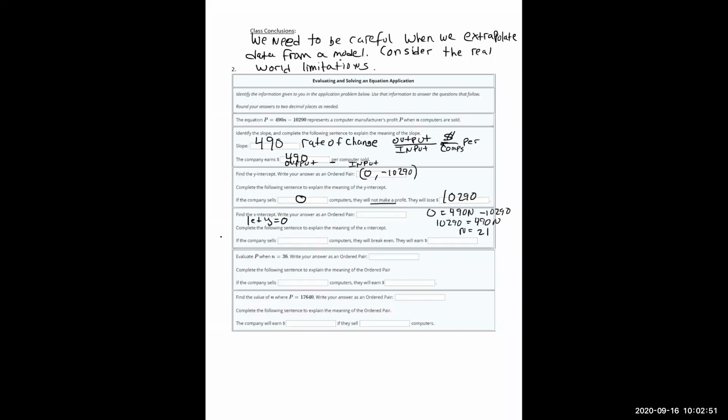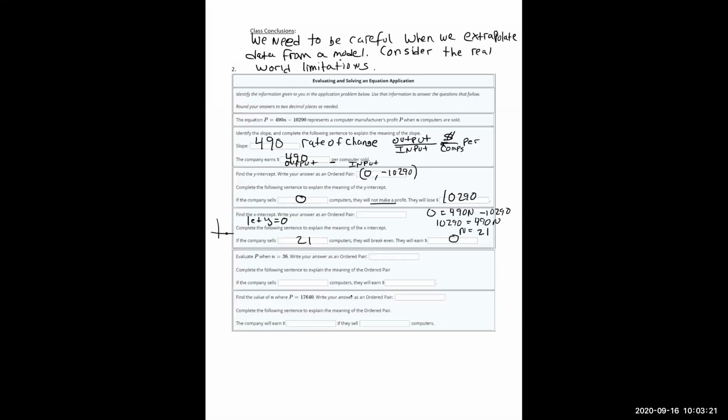So think about this on a graph. Okay, here is my x-intercept on the x-axis. Notice that corresponds to a y value here of 0. All right, so if the company sells 21 computers, that means we have a profit of $0. In terms of $0 here, that means we're going to break even. Okay, so we're going to break even and earn $0.